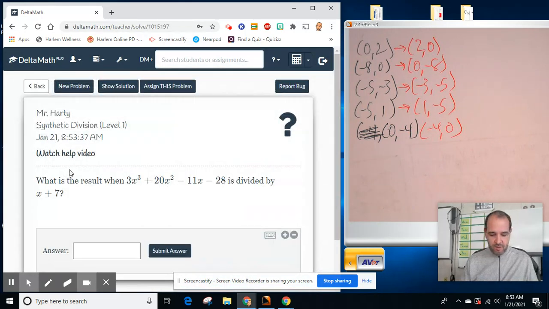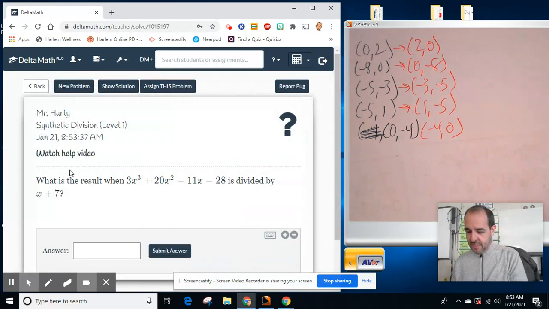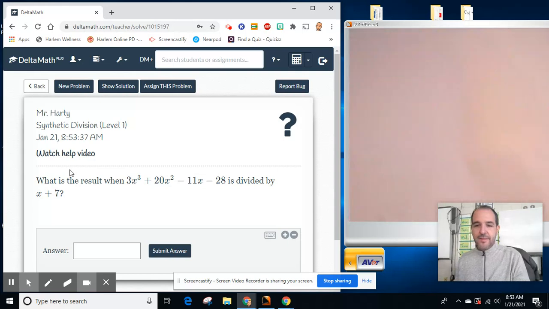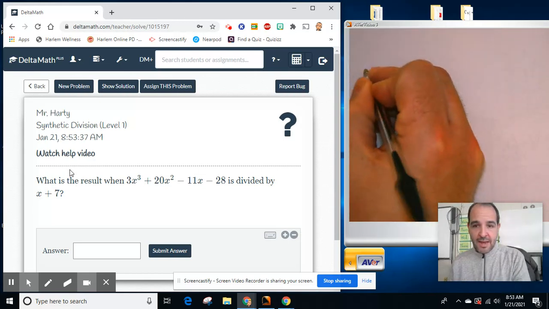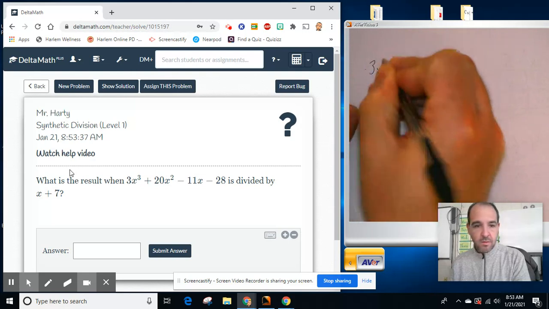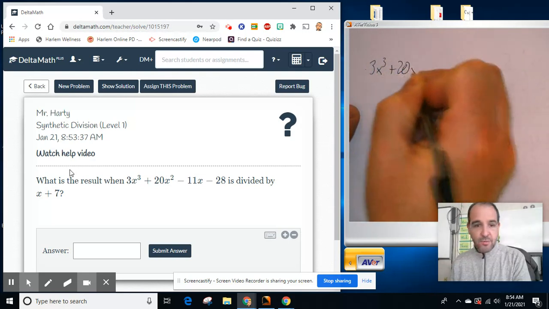Okay, division. Oh, division. Some of you loved the division back when we were doing it. All right. So what's the result when this is divided by x plus 7? Okay, first thing. When we're doing synthetic division, we're doing it with none of the variables. So here, I'm just going to write it out here so you can see what I'm up to.